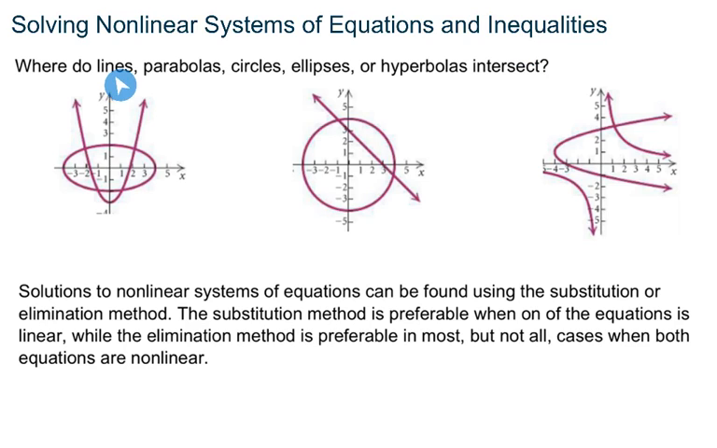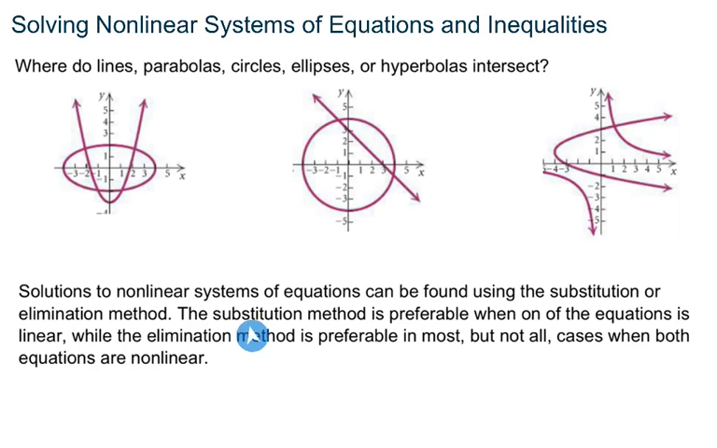So where do lines, parabolas, circles, ellipses, hyperbolas, rational equations, other types of polynomial equations, logarithmic equations, any type of equations, where do they intersect? What are the solutions to where those two equations are the same? So the solutions to nonlinear systems of equations can be found using substitution or the elimination method, which you should have learned about in your algebra class.